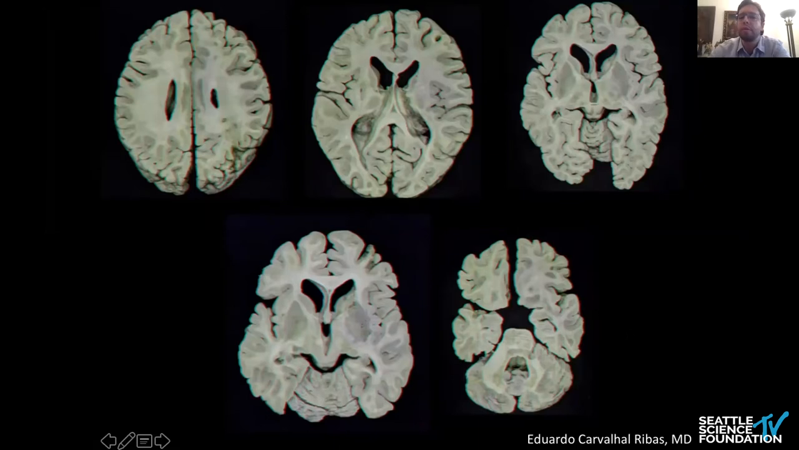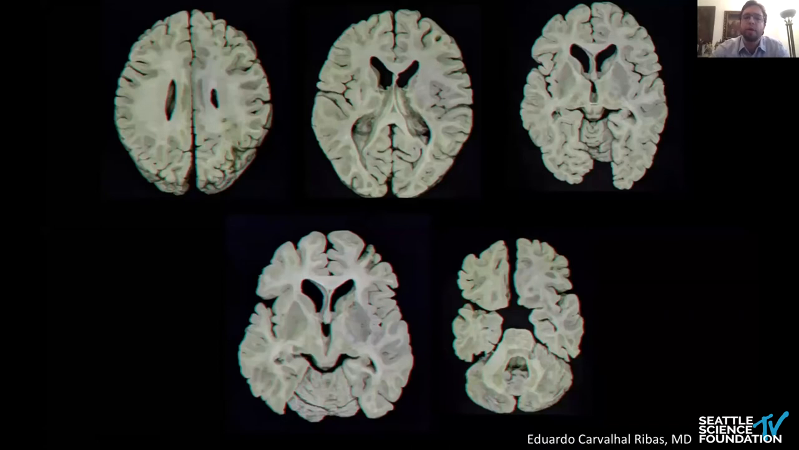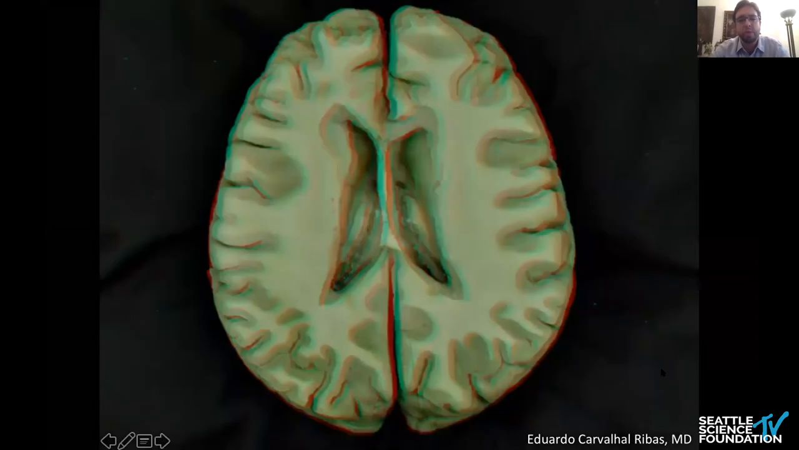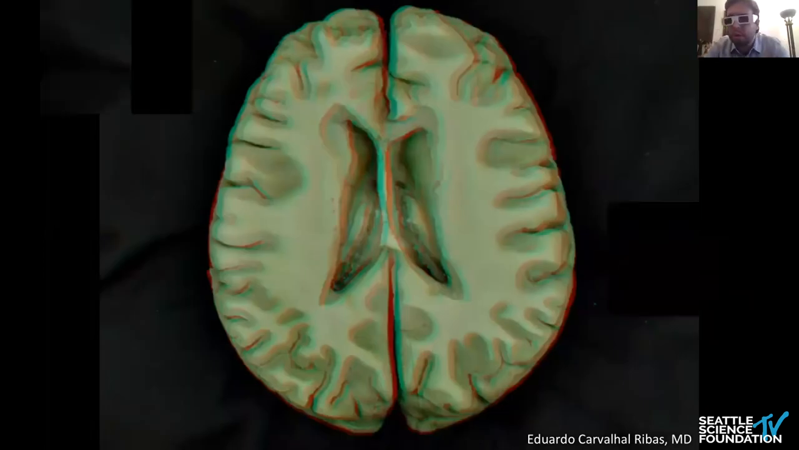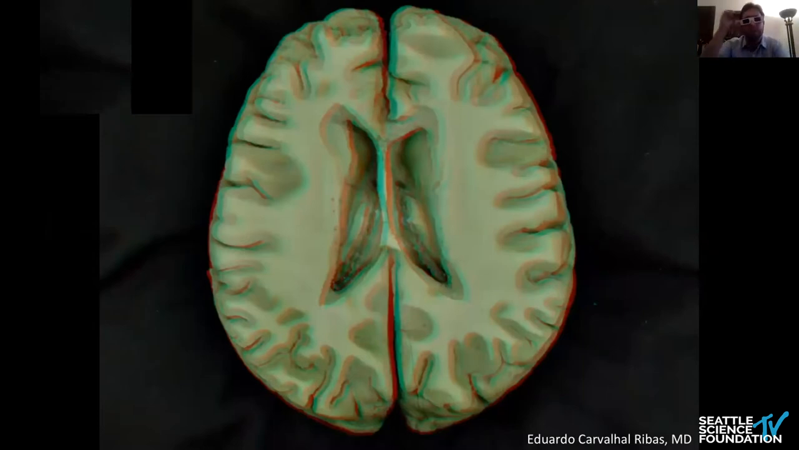Although this is the easier way to identify the cavities, it's not really easy to see how they are together and all of their anatomy. So let's go to the 3D. If everybody please puts the 3D glasses on. So this is a superior view.